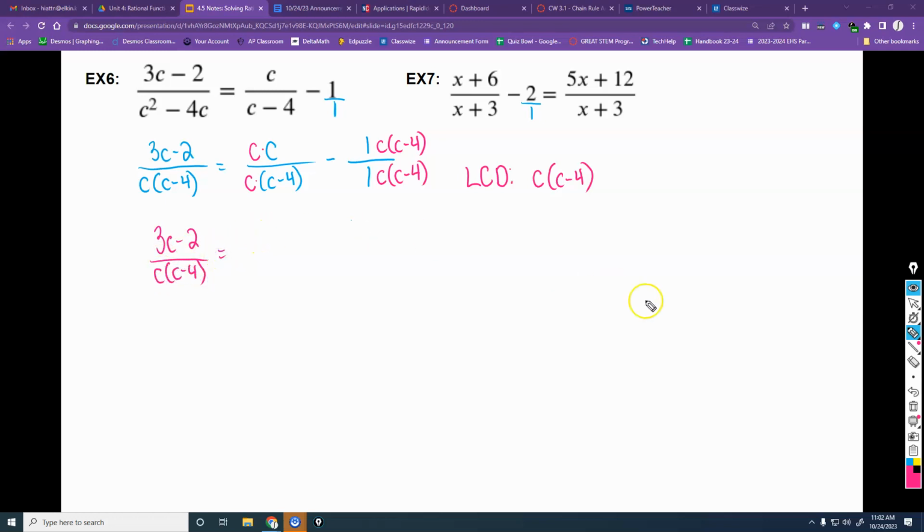I've got, what is c times c? C squared over c times c minus 4. You could distribute here, but be careful because there is a minus sign right there. And if you distribute, you're going to forget to take that minus with it. So let's just leave it like it is right now. Okay, so now all the denominators are the same. I can cross them out.